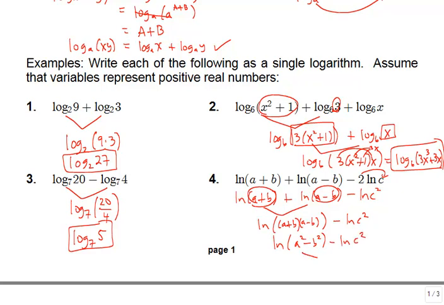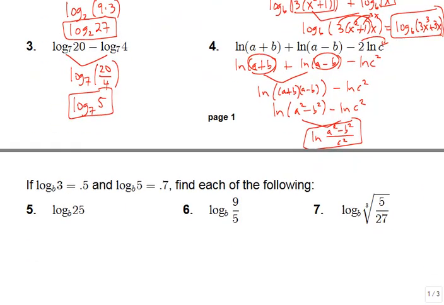And then finally, these two are being subtracted, so this is going to become a single ln, and because it's subtraction, that turns into division. The a squared minus b squared goes on top, and the c squared goes on the bottom. Now we wouldn't be able to do that subtraction turning it into division unless the coefficients in front of these two ln's were the same. That's why I had to move that 2 up to the power first.